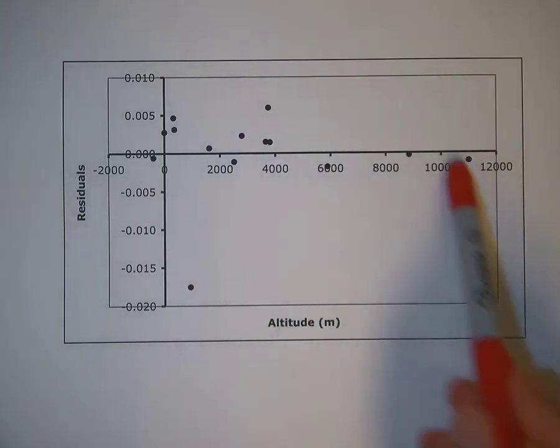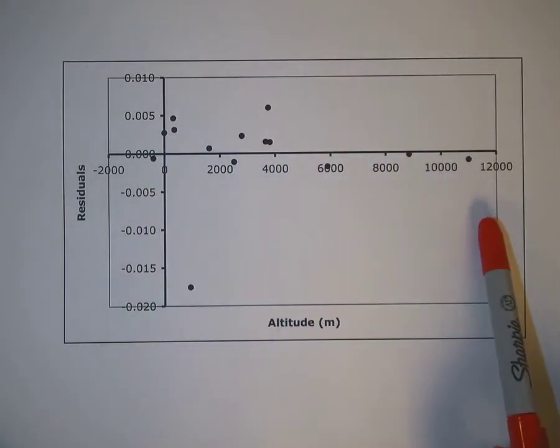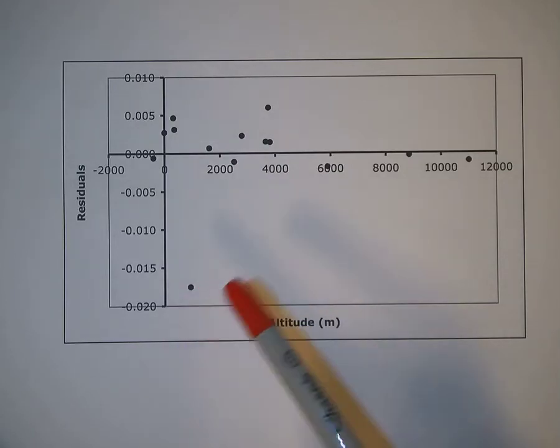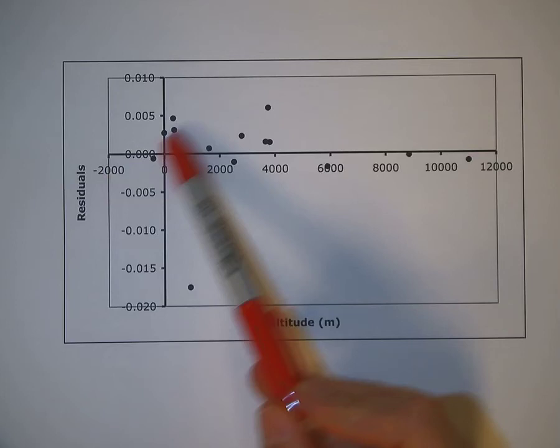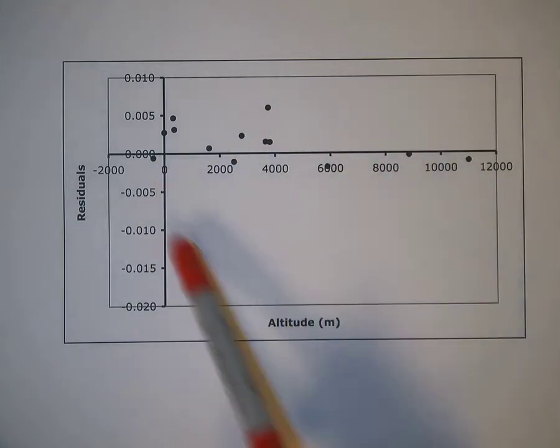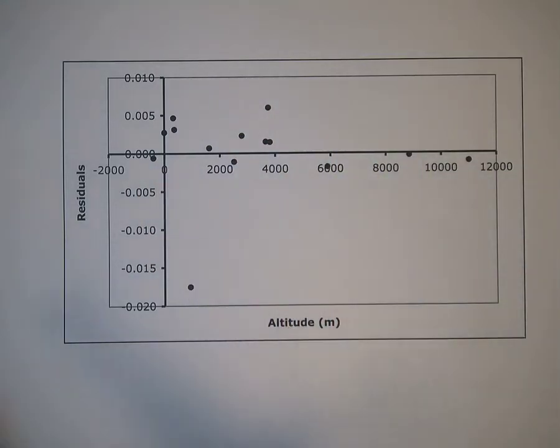Okay, and I don't really see any strong patterns here. I see a point here which had a very large residual, but the rest of the points seem to be in kind of a random scatter. Okay, so I would say that this is a fairly random residual plot, which gives us evidence to show that our best fit line was a good line.